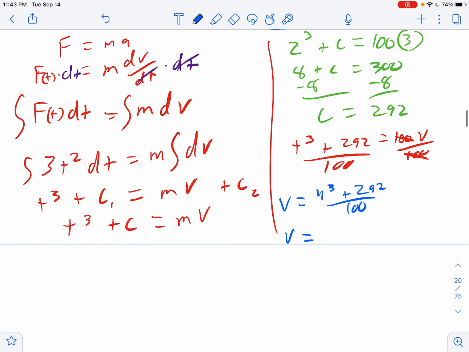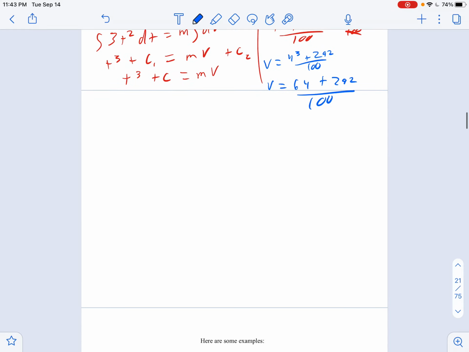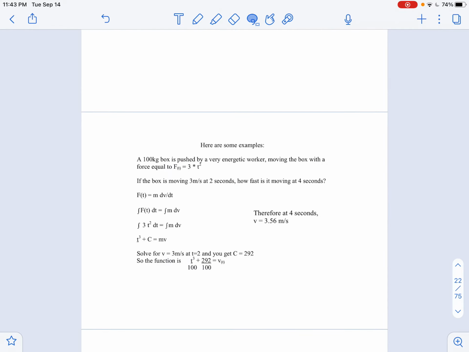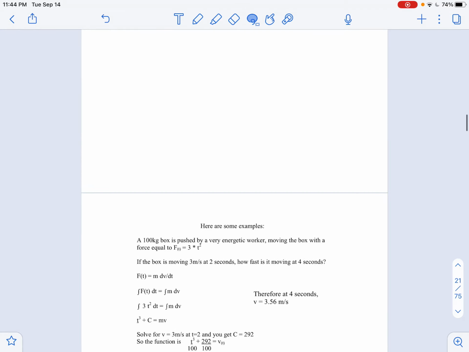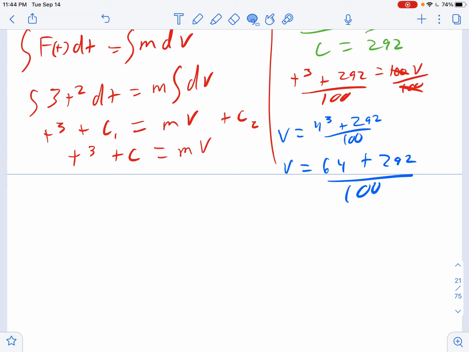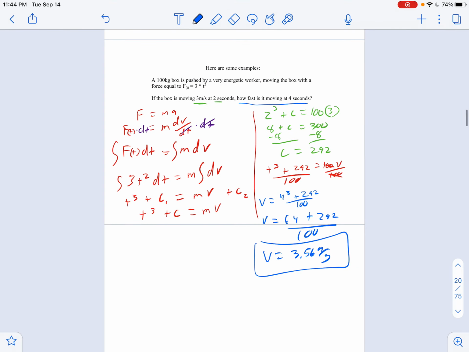4 squared would be 16, times 4 would be 64, plus 292 over 100. Whatever that is, I don't have the brain power, so I'm just going to cheat. Don't tell anybody. I get 3.56, which sounds about right, since that'd be 300 something over 100. Yep. So 3.56 meters per second.